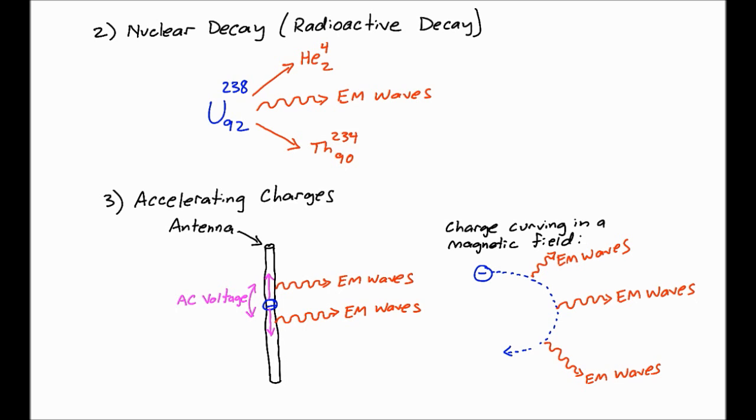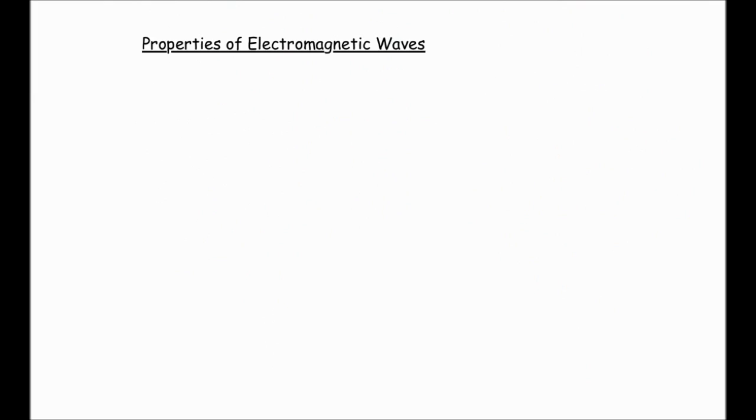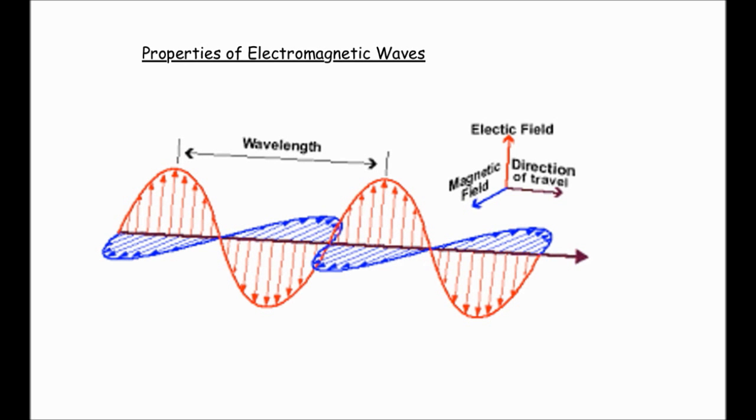Now let's talk about the properties of electromagnetic waves. Let's start by seeing what they look like. Basically, electromagnetic waves are electric fields and magnetic fields coupled together as shown in this image. This wave might have been formed by an accelerating charge over here on the left side, and then the electromagnetic wave propagates away from the source.